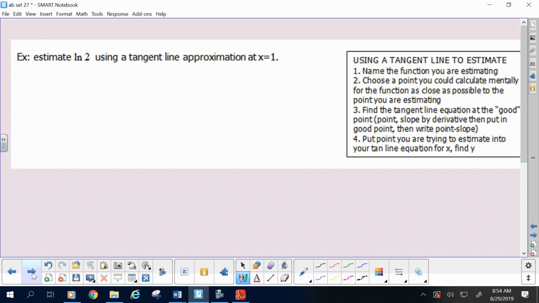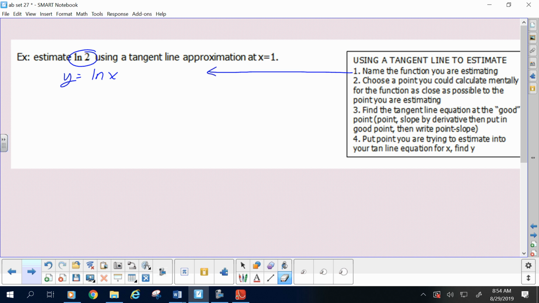All right. So if I ask you to use a tangent line to estimate, then you first need a tangent line, then you estimate. So let's first get in our head, if I'm trying to estimate the natural log of 2, maybe it would help to start with, what's the function? Natural log of x. You could call it y, you could call it f of x. That part is not important.